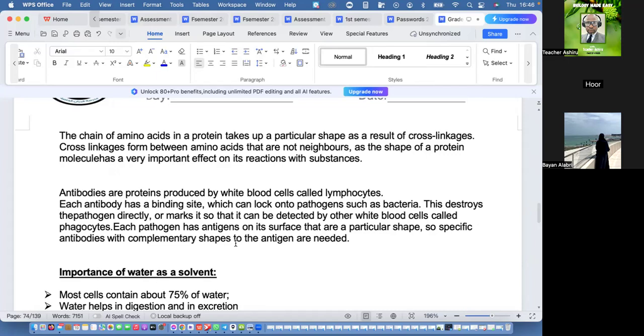The chain of amino acid in a protein takes up a particular shape as a result of cross-linkages. Cross-linkages form between amino acids that are not neighbors, as the shape of protein molecules has a very important effect on its reaction with substances.